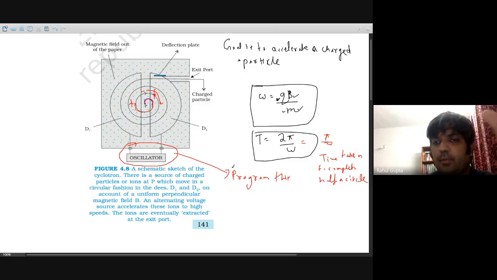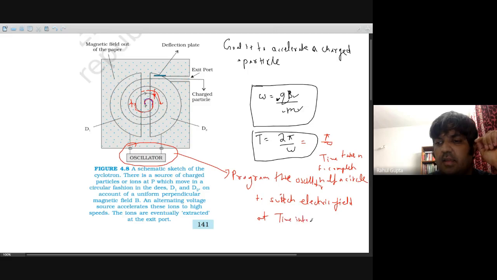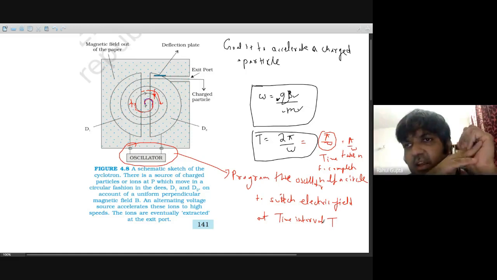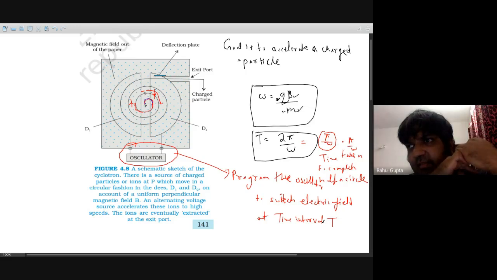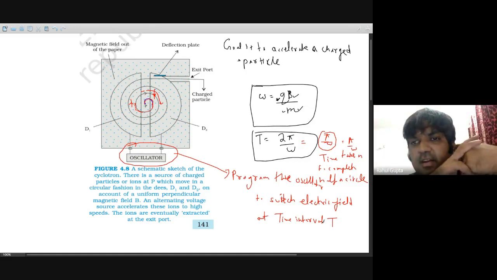What you can do is program this oscillator to switch the electric field at time interval t, which is pi by omega. If you program this oscillator to switch regularly at time interval t, what will happen? You will make sure that the particle keeps on getting accelerated every time the electric field is switched. It keeps on getting accelerated. Okay?